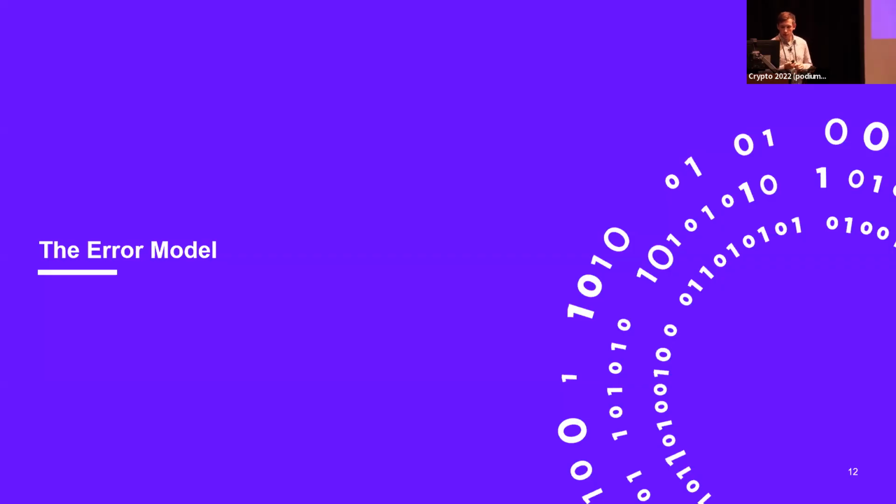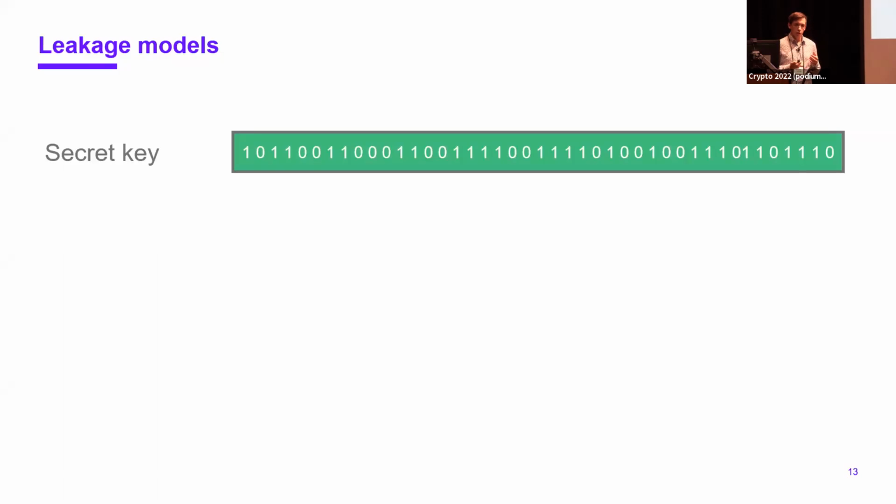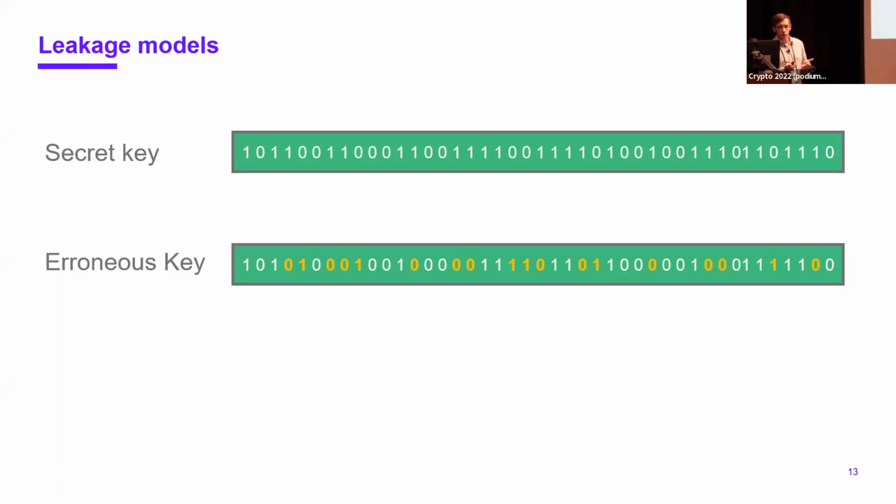So let us now briefly cover the error model. In the error model, we still have a secret key of n bits, and we get knowledge of an erroneous version of this key, where some bits might be flipped, indicated by these orange bits here. But of course, the positions are not known. It's just to make it easier to check that there are some bits flipped.